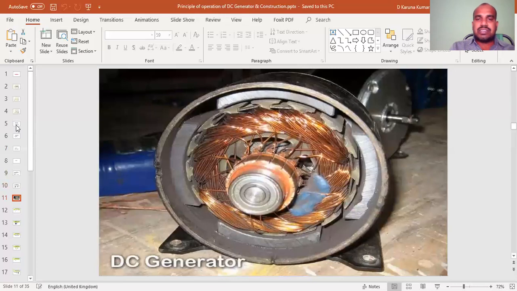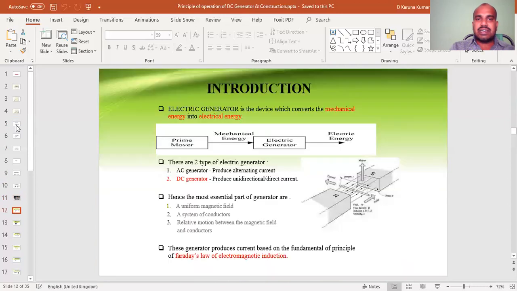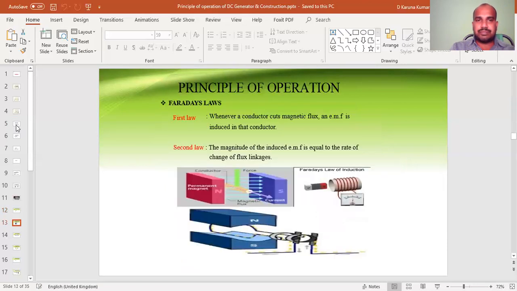This is a basic diagram of a DC generator. The DC generator converts mechanical energy to electrical energy. There are two types, AC generators and DC generators. The main important parts of the generator are a uniform magnetic field, a system of conductors, and relative motion between the magnetic field and conductor. The main working principle of a DC generator is Faraday's laws of electromagnetic induction.